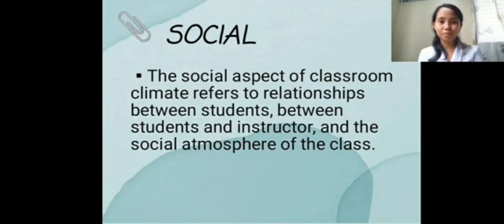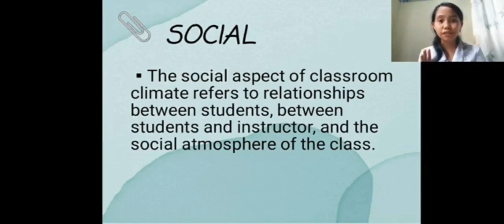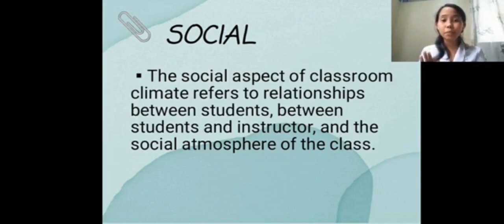Third, social. The social aspect of classroom climate refers to the relationships between students and instructors, and the social atmosphere of the class. When we say relationships between students, it could be individualistic versus team-oriented or competitive versus cooperative. When we say relationships between students and instructor, it could be the instructor being approachable or authoritative to the students. And the social atmosphere of the class could be casual, formal, democratic, and inclusive.